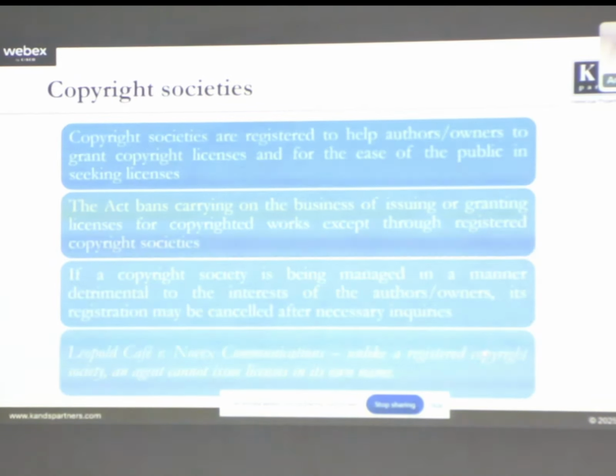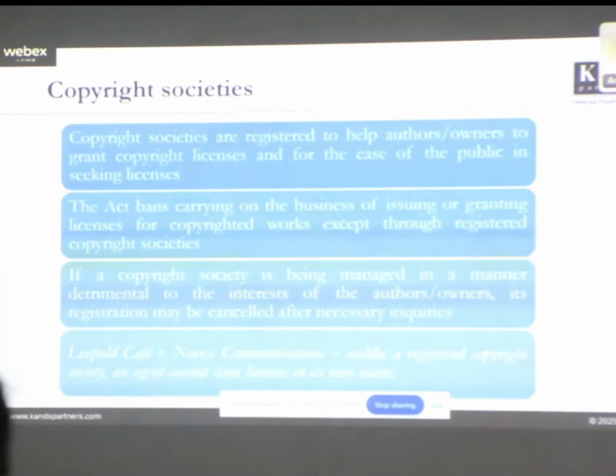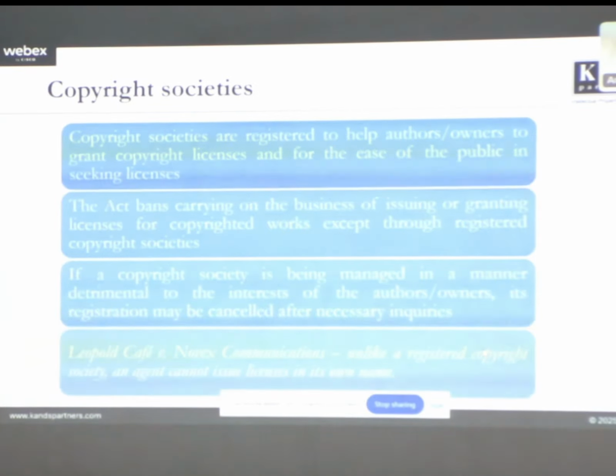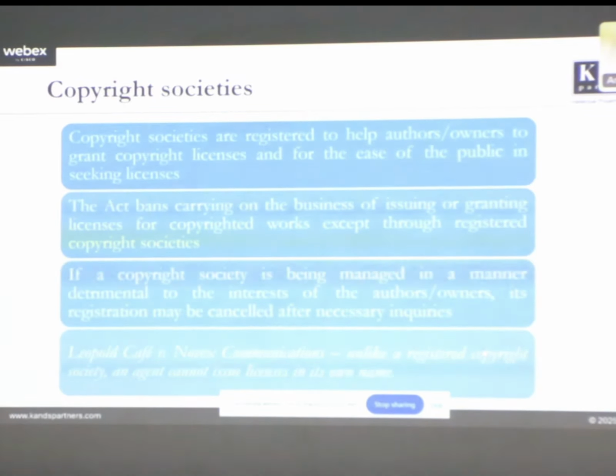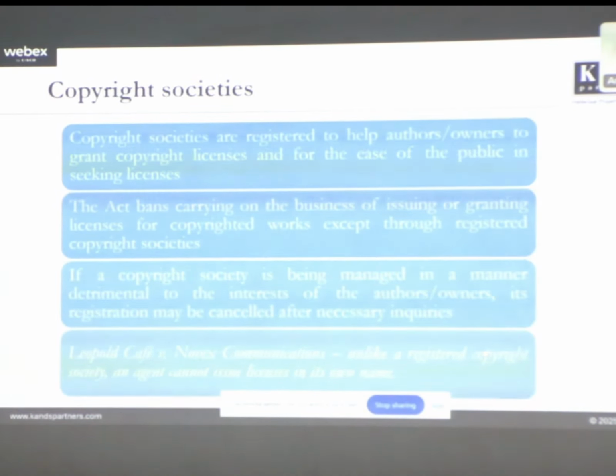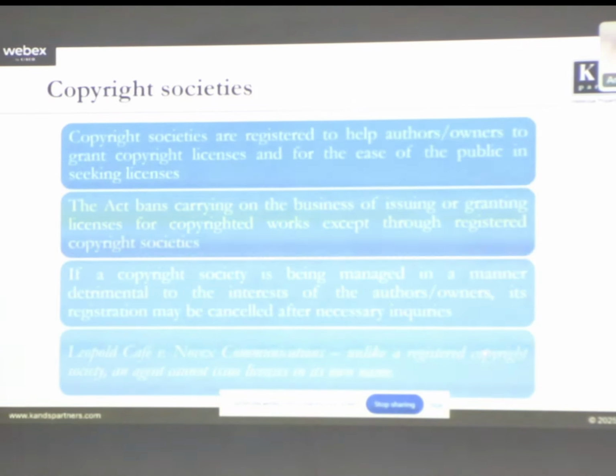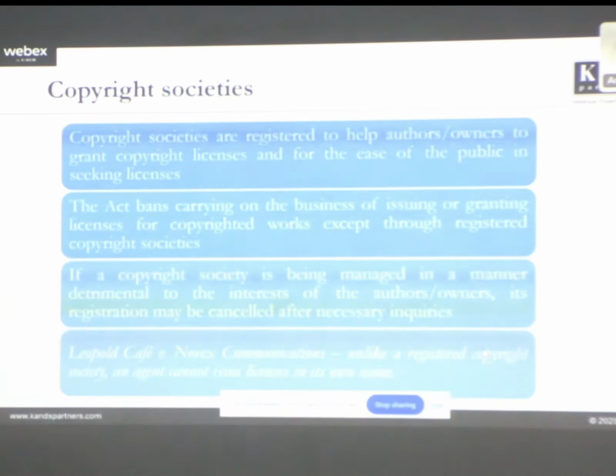For example, if I want to use the song Kalhona somewhere, I know that the song probably belongs to Dharma Productions, but I don't know how to approach Dharma Productions to get rights to use it. So what will I do? I will approach a copyright society that owns the song. What happens is that copyright owners assign their rights to these societies, meaning they sell their rights to the copyright societies, and then these societies grant licenses on behalf of the copyright owner.